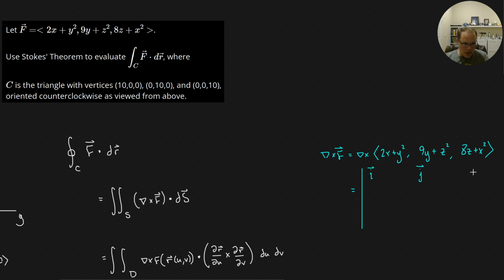Okay, so that means i, j, k. The first row is the vector of partial derivative operators, partial x, partial y, partial z. And then the last row is the components of the vector field, 2x plus y squared, 9y plus z squared, 8z plus x squared.